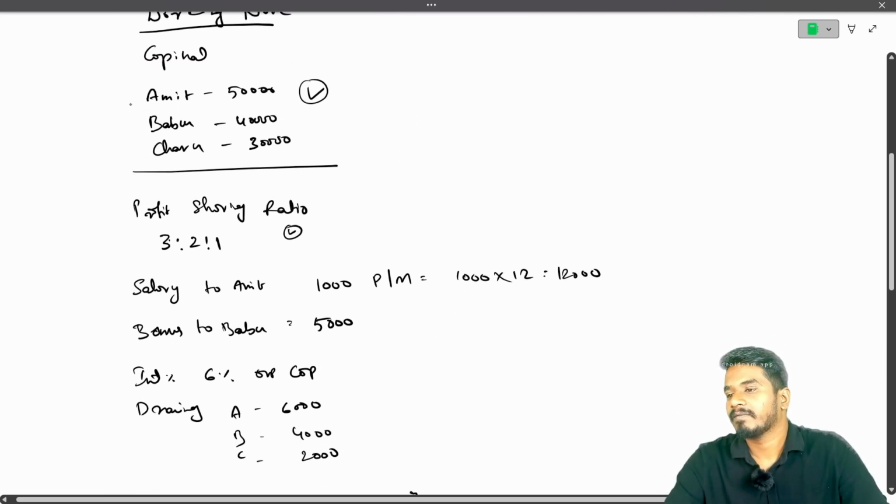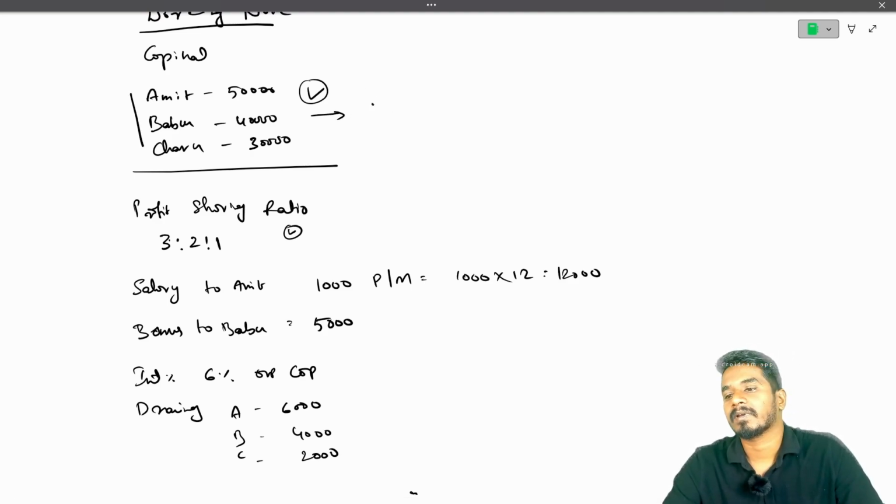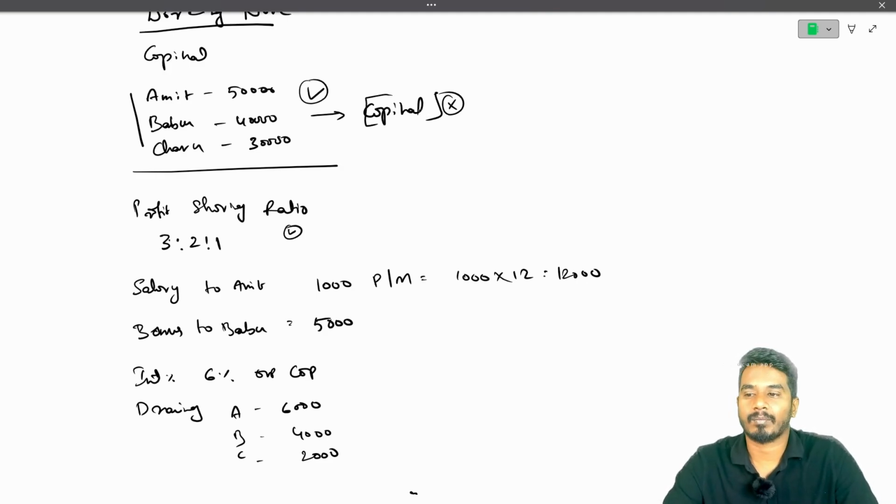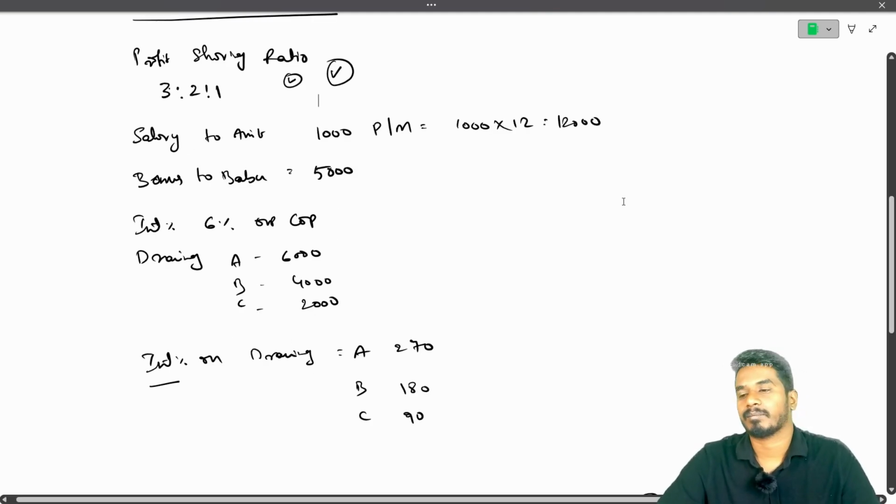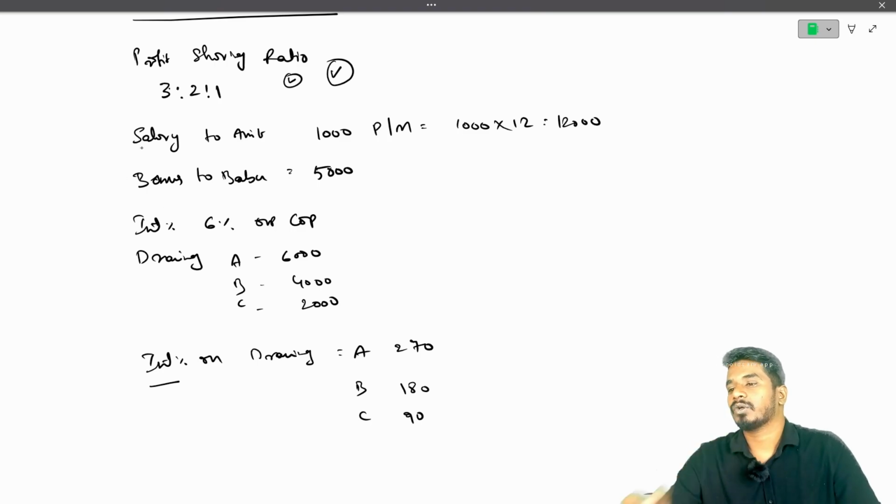So first thing, we have capital. We will show it in the capital account. We no need to show it in the P&L appropriation. And they have given the profit ratio. We'll calculate profit afterwards. So the first thing after all, they have given salary to Amit.